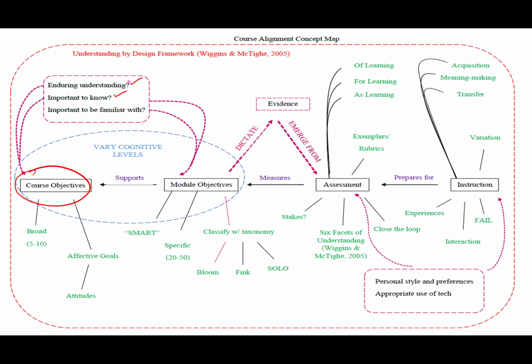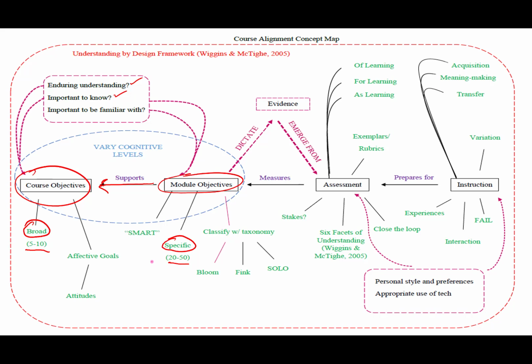And those are going to be broad. Rule of thumb with course objectives is that you want to have somewhere between 5 and 10 of them. And then we want our module level objectives to support those course level objectives, right? So for each one of our 5 to 10 course objectives, we want to have more specific module level objectives. Rule of thumb here is for each course objective, you want to have somewhere between 3 and 5 module objectives that support your course objective.